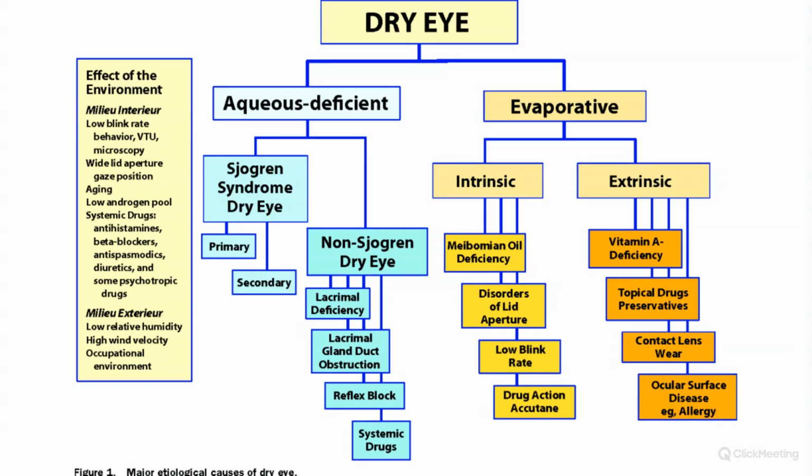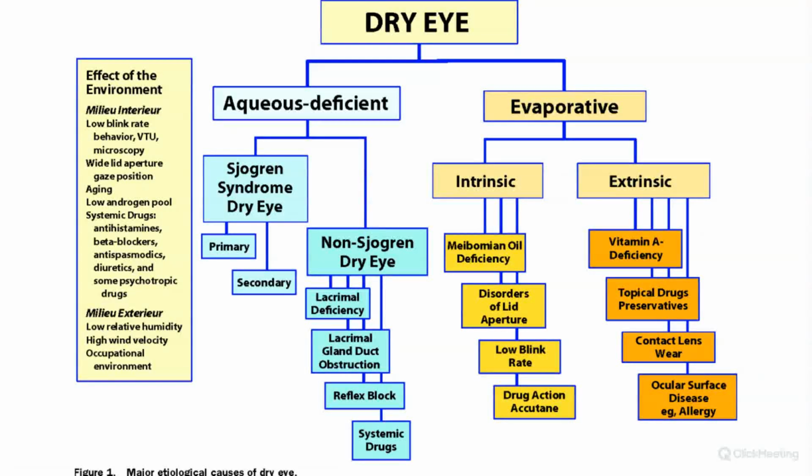What you have to pay attention to: look at the left side, it's aqueous deficient dry eye, and look at the right side, it's evaporative dry eye. The main difference is that aqueous deficient dry eye is mostly connected with production of fluid, or tear production.